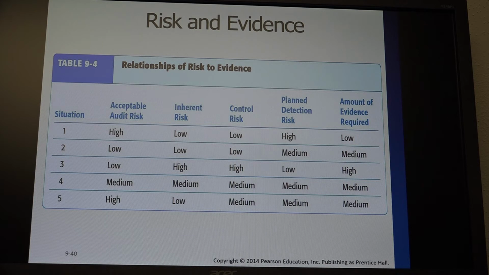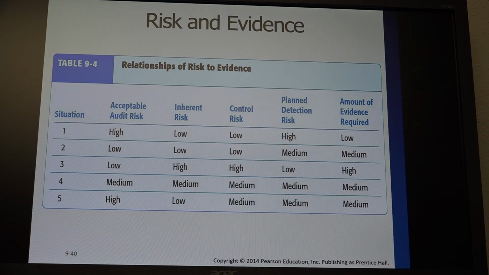Now, compare situation 4 with situation 2. What's the difference there? Well, it's the fact that you had probably a low acceptable audit risk at 2. Even though your inherent risk is low and your control risk is low, you've got a low acceptable audit risk for some reason, plus you've got a planned detection risk that's only medium, not low. So that's why they have the amount of evidence required being a medium.